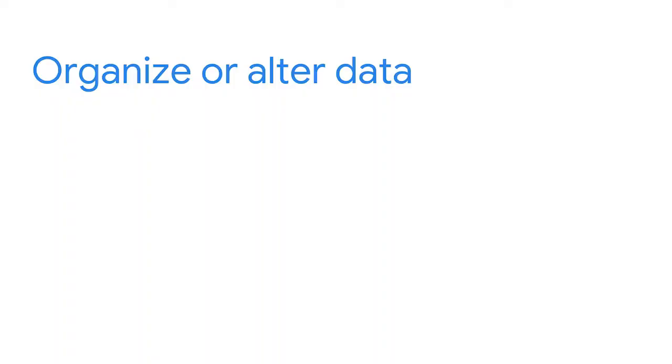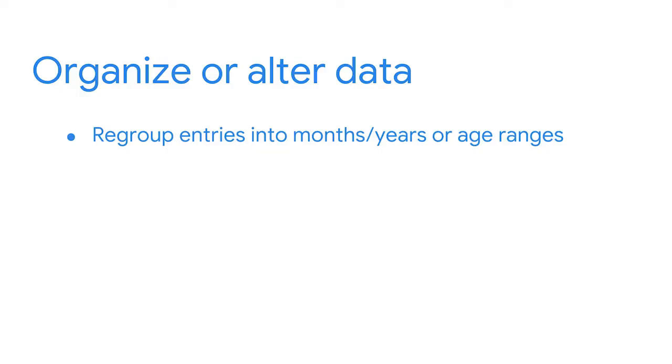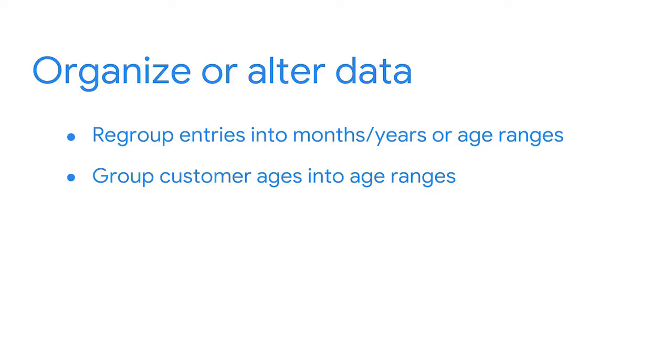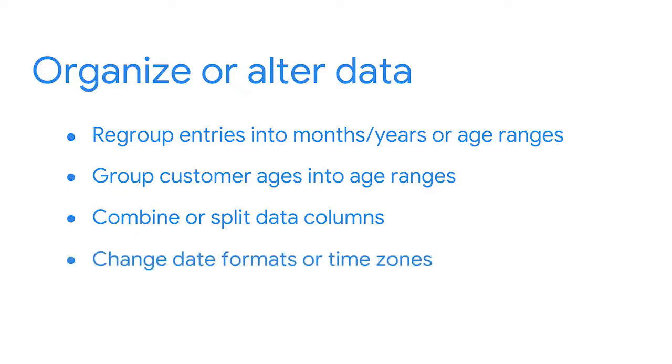At some point, you may decide you need to organize or alter the data to find the answers to your questions. For example, you may need to regroup entries into months or years rather than days or weeks. Or you might want to group customer ages into age ranges to help you understand trends more effectively. Sometimes combining or splitting data columns will be necessary for creating models to answer questions. Other times, changing date formats or time zones in time-bound data may be all that's required.